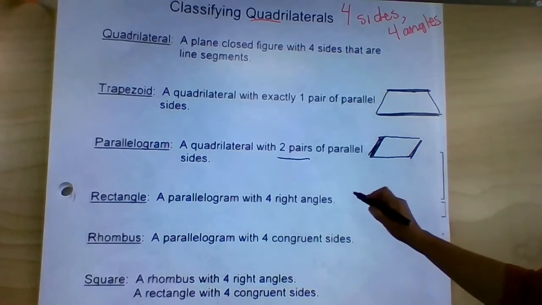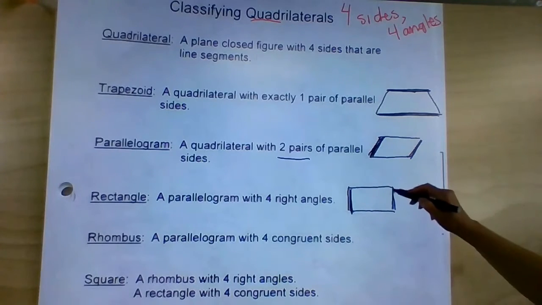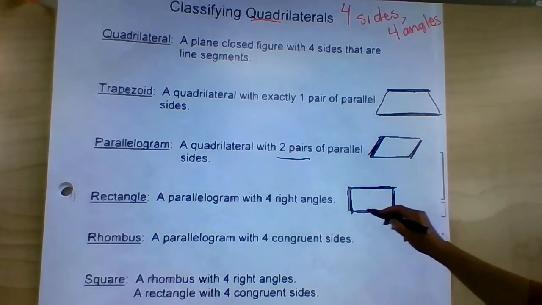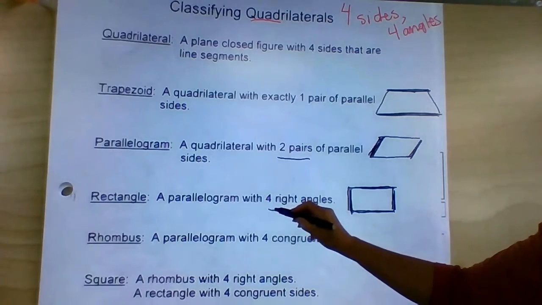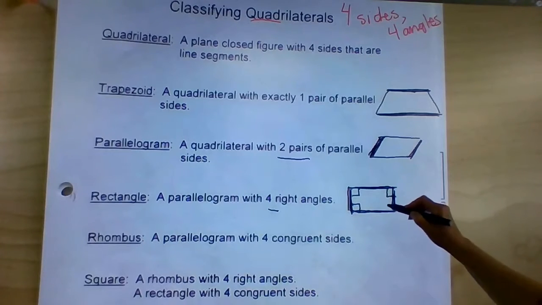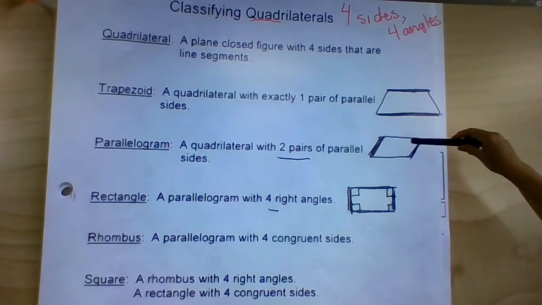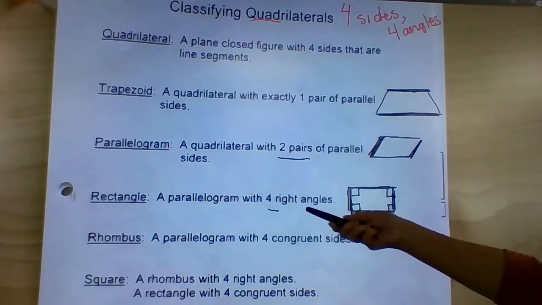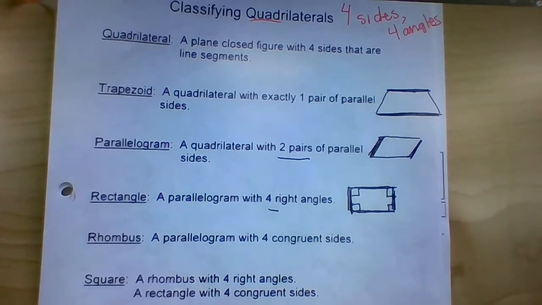A rectangle, you guys should remember a rectangle from your earlier years. So again, a rectangle, even though you see that it has two pairs of parallel sides, a rectangle by definition is that it has four right angles. So you would see those squares in all four corners. So four right angles. That's the definition of a rectangle. So it's a parallelogram. So it's one of these shapes, two pairs of parallel sides, but it has four right angles on it instead of these acute angles and obtuse angles.